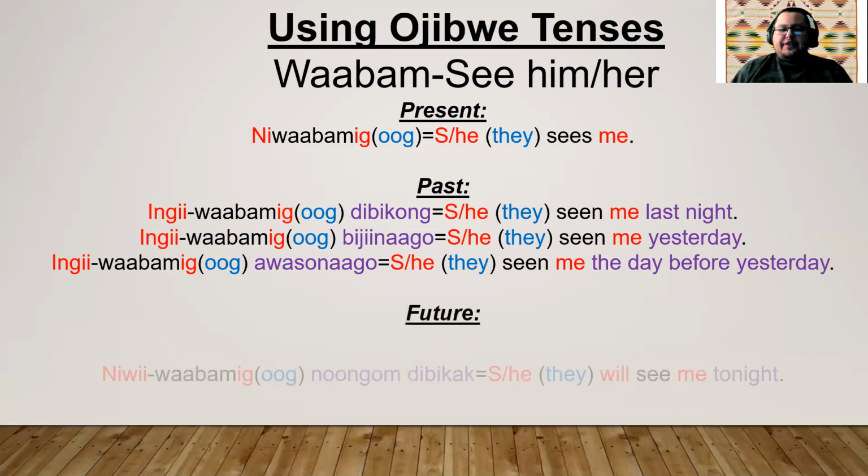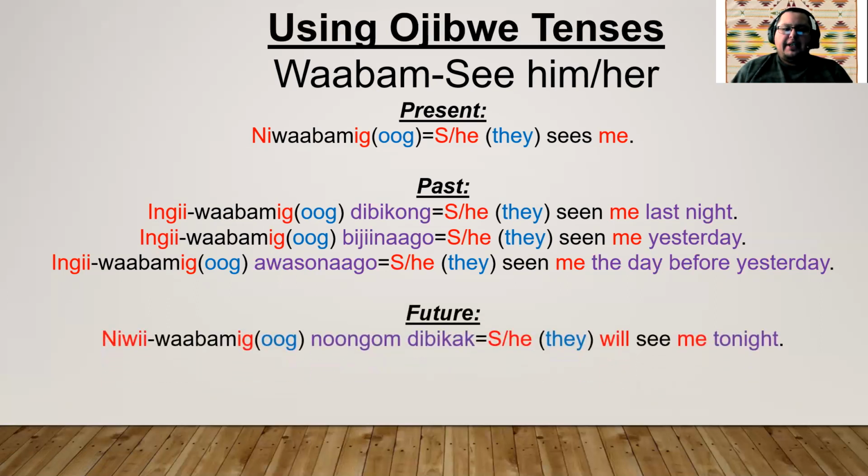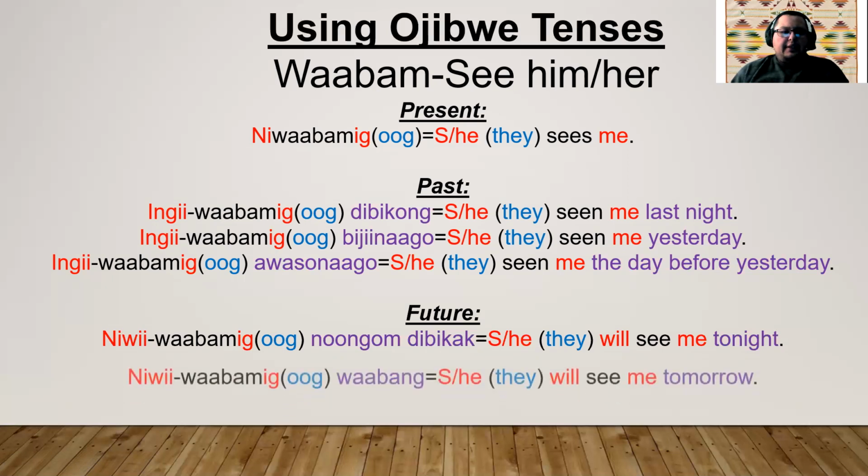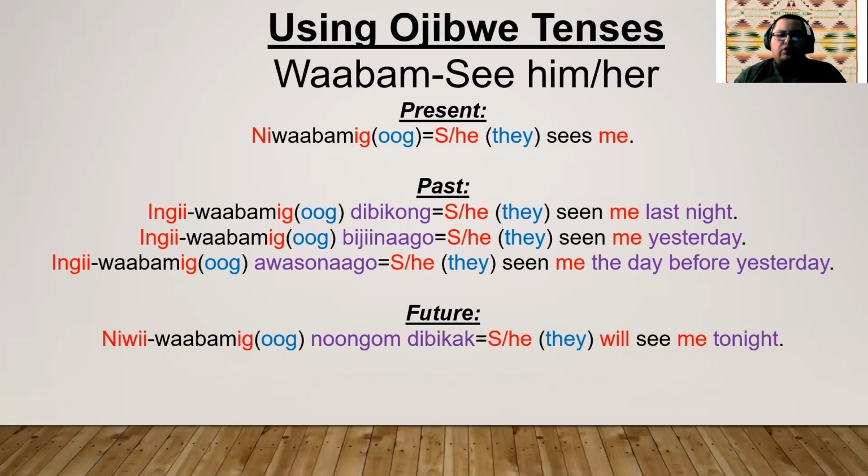Okay, and moving on to future tense. Niwiwabamig nungam dibikuk. She or he will see me tonight. Okay, referencing future, something that's going to happen. Niwiwabamigug nungam dibikuk. They will see me tonight.